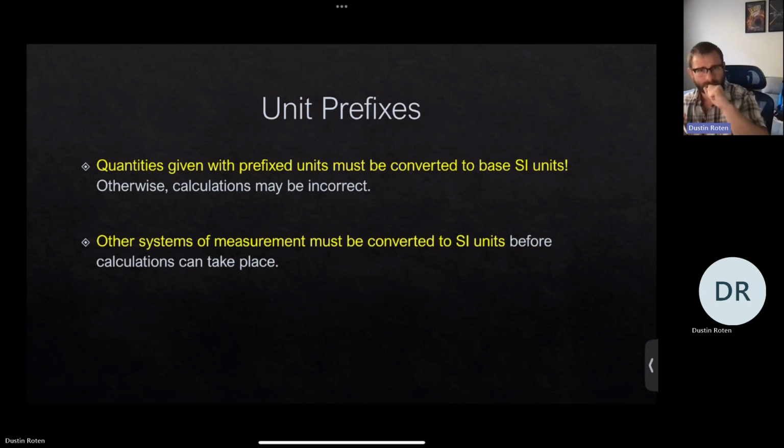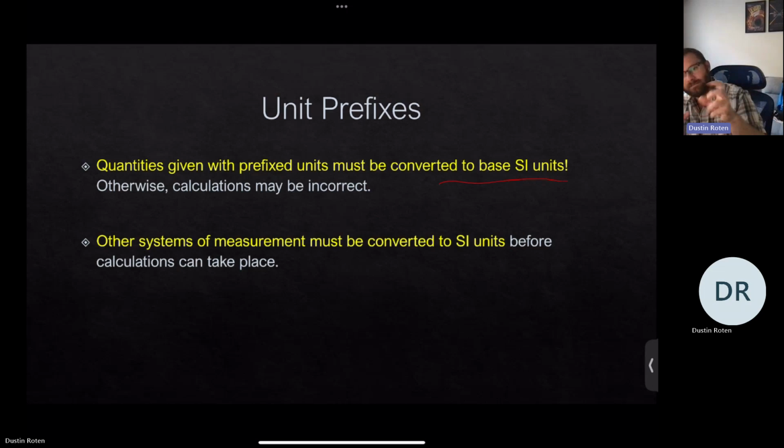So as far as quantities given with prefix units, if you are given them with prefix units, you need to convert those to base SI units. This is very important. If you are given something in a problem or in the real world in kilometers, but you're going to do a fundamental physics calculation, all of the fundamental physics calculations are generally set up for base units. So make sure you're always using base units when you do these problems.